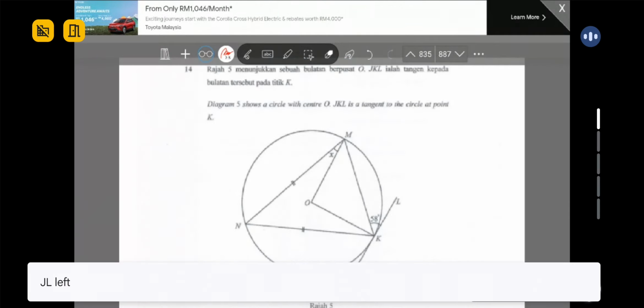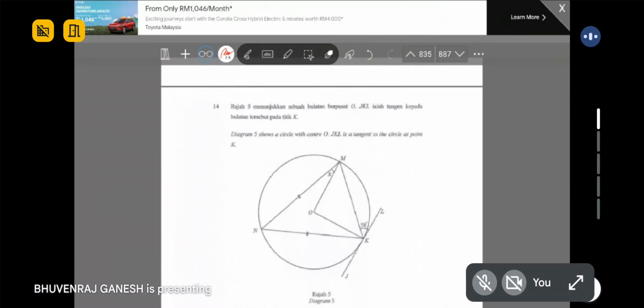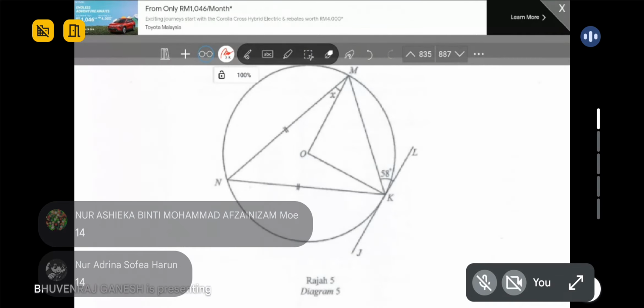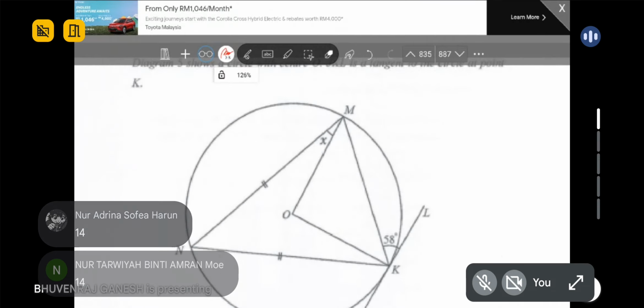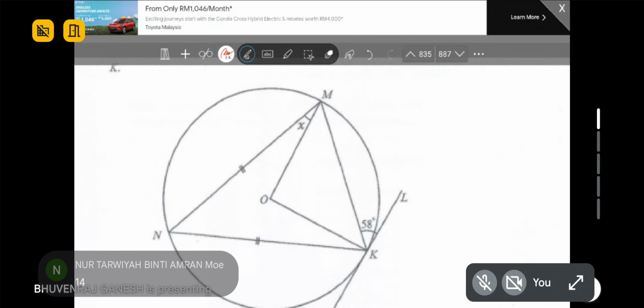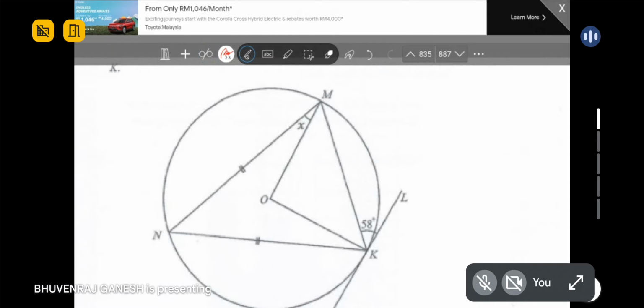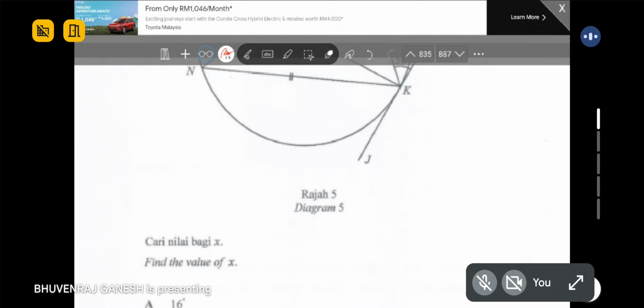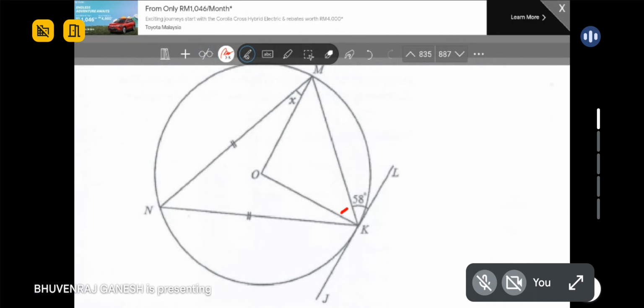Okay, so next one. 14. 14 ada tak? 14. Okay, so 14. 14, find the value of x. Okay, so for x, okay, so kamu kena tahu apa ada info tak? Okay, so tangent. Tangent mean 90 degrees guys. 90 darjah. So nilai ni adalah 32. 32. Okay, this one is 90 degrees. Okay, so 32 juga kat sini. Sebab dua yang ni akan sama panjang. Radius, jari lah. Okay, these two are the radius.